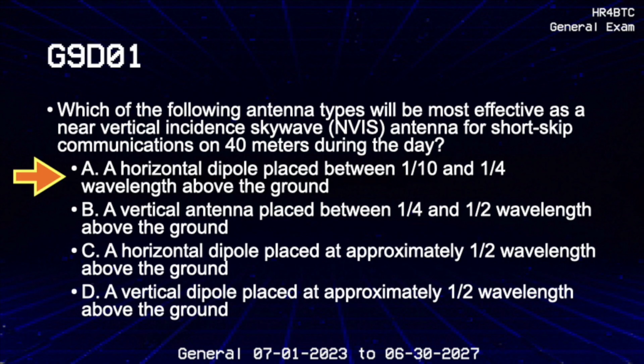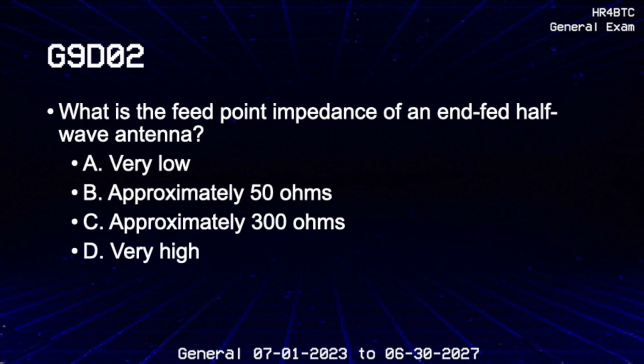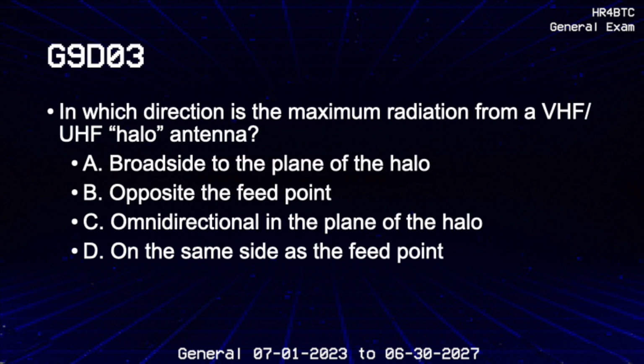A horizontal dipole placed between 1/10 and 1/4 wavelength above the ground. What is the feed point impedance of an end-fed half-wave antenna? Very high. In which direction is the maximum radiation from a VHF/UHF halo antenna? Omnidirectional in the plane of the halo.